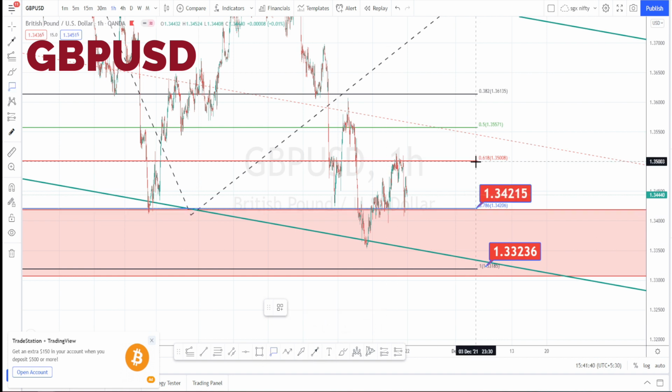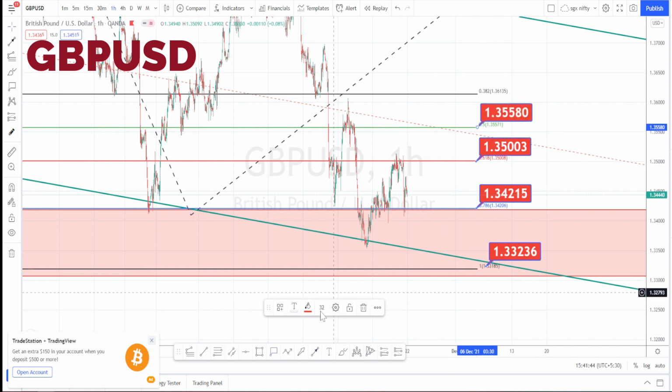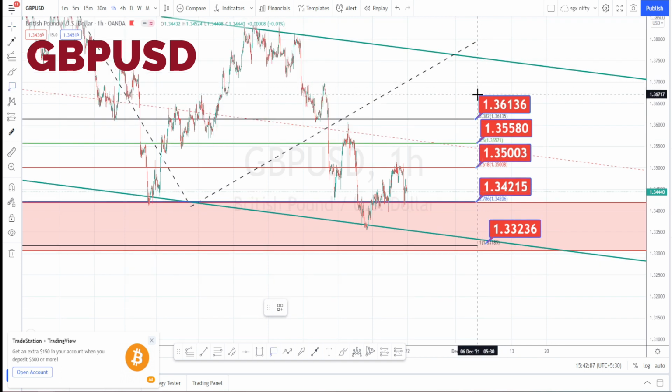This is the present resistance. This will be the next resistance. This is going to be the next level of resistance. If it still manages to go on the uptrend, we can find the next resistance to be at this point, and then finally this level is going to be the next level of resistance.